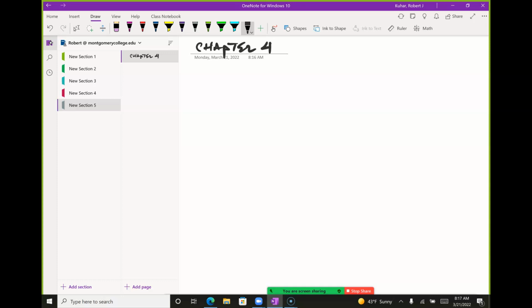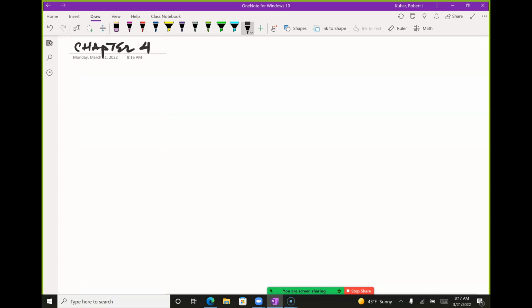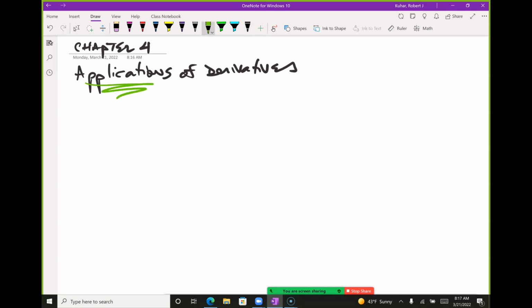There we go. So chapter 4, we're talking about applications of derivatives. When you see this word in the math class, besides the groaning, what are you thinking about? Word problems. Exactly. So there are a couple of sections that are very, very wordy.